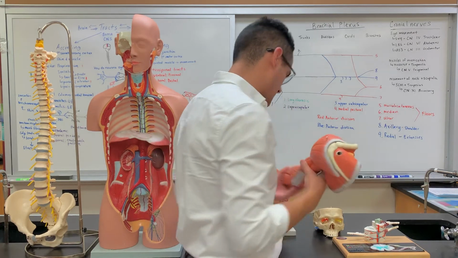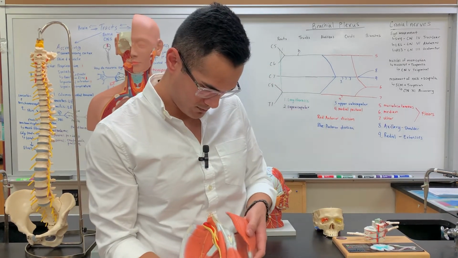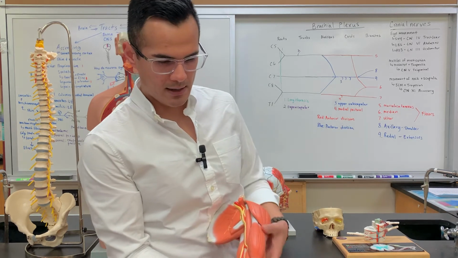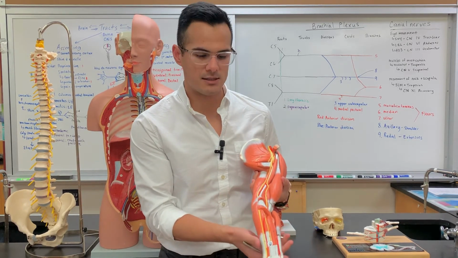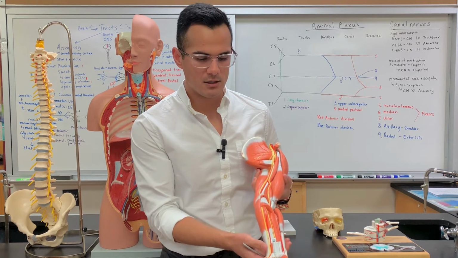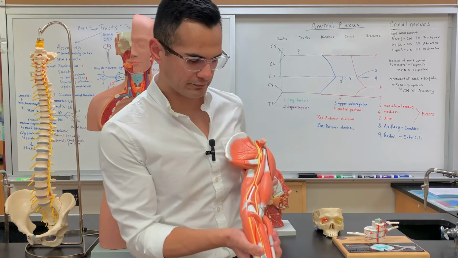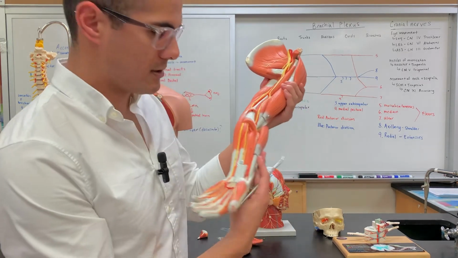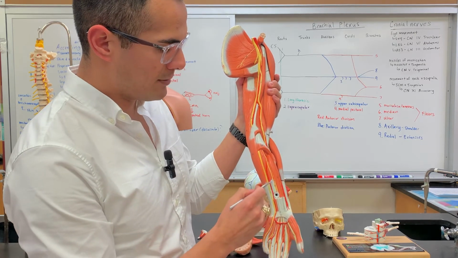Okay, so here is my arm model. And the first thing that I want to do is start at the bottom, because this is the easiest part to start at. So on the pinky side, you have the ulnar nerve. Let me get a little bit closer. So you have the ulnar nerve, which is there, and then the part that's in the middle, that's the median nerve.